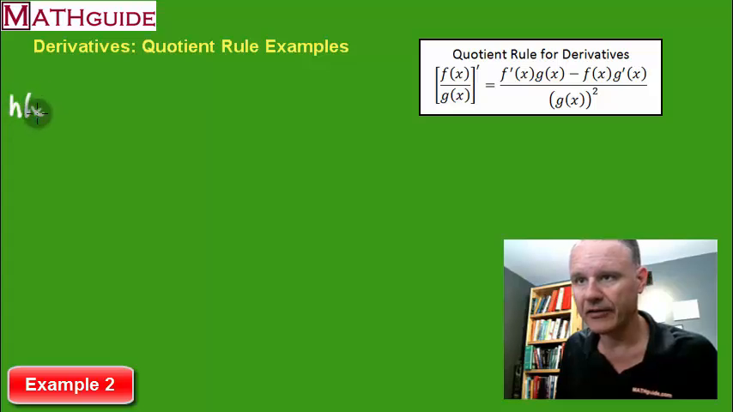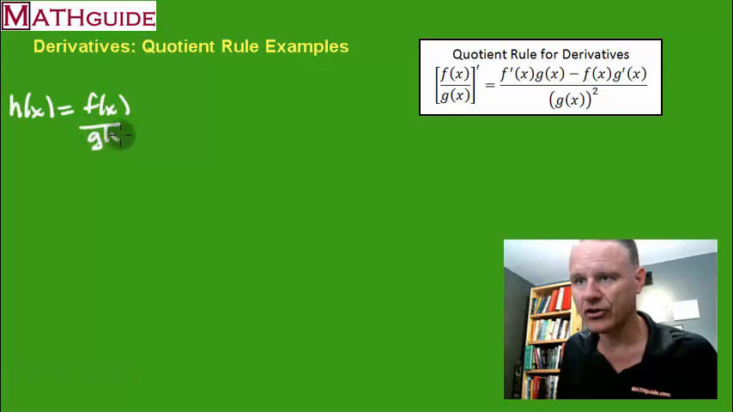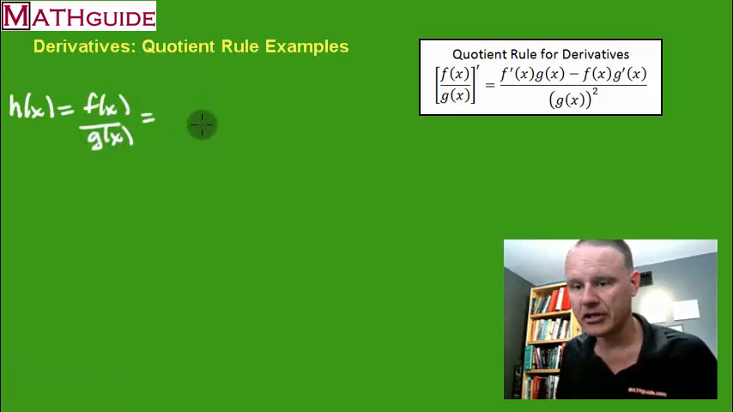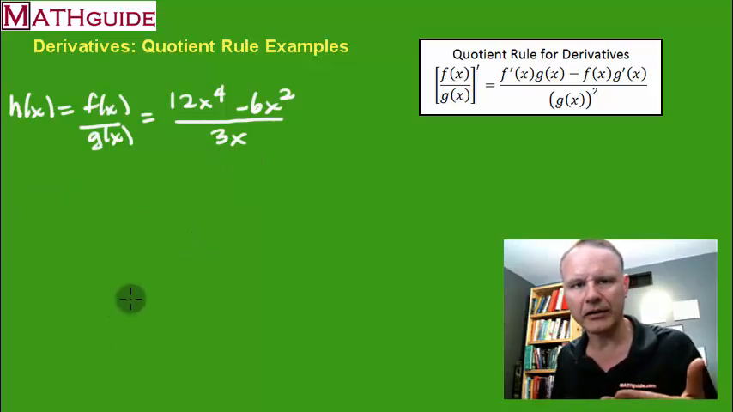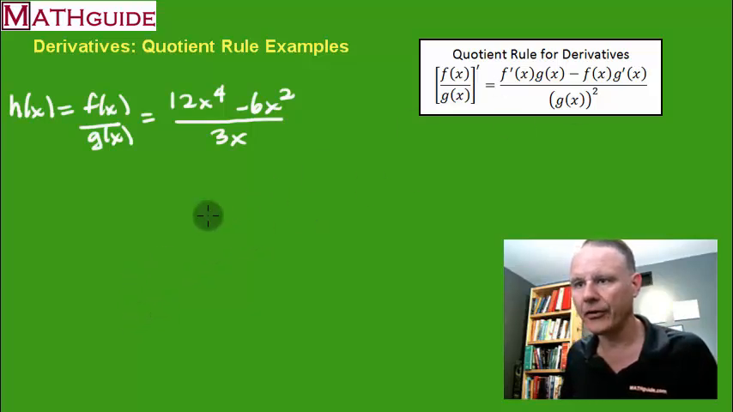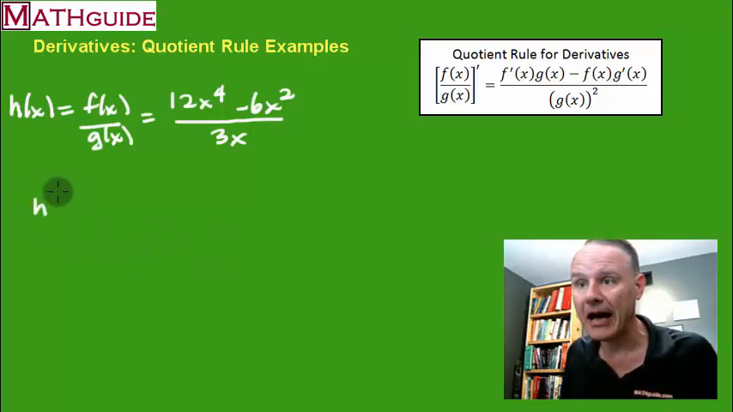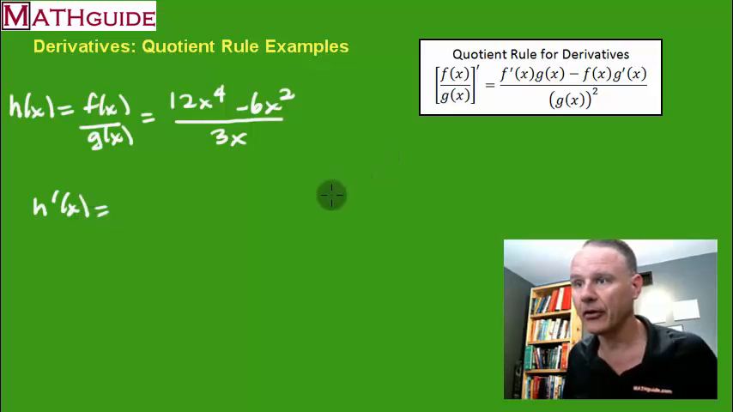Again, I'm trying to find the derivative of h of x, where h of x is a quotient of two functions. Let's say our numerator is 12x to the fourth minus 6x squared, and our denominator is 3x. We're going to figure out what the derivative is. I'm not going to evaluate the two different techniques like I did for the last example. I'm going to jump right in with the quotient rule, because that's the whole point of this video: to get an idea of how you're supposed to use the quotient rule.